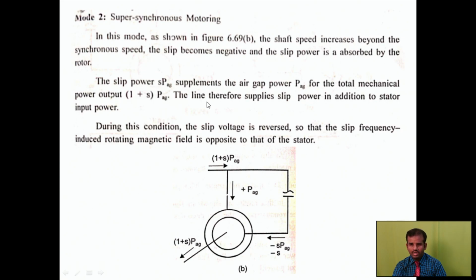So therefore it supplies slip power in addition to the stator input power. During this condition, the slip voltage is reversed, because the slip is negative. Okay, then the slip power is also negative. So the slip voltage is reversed so that the slip frequency induced rotating magnetic field is opposite to that of the stator. So this is mode 2, that is the super synchronous motoring operation.